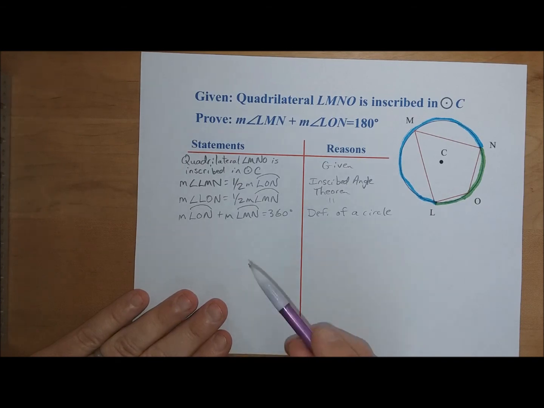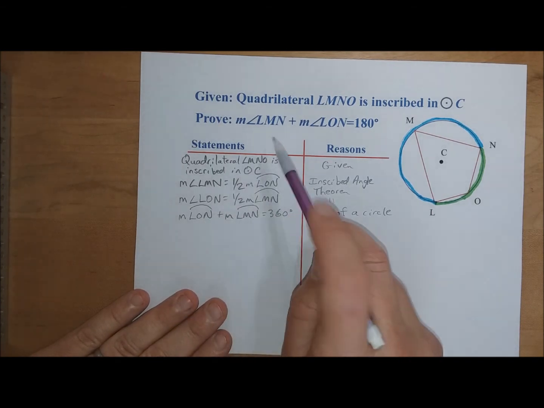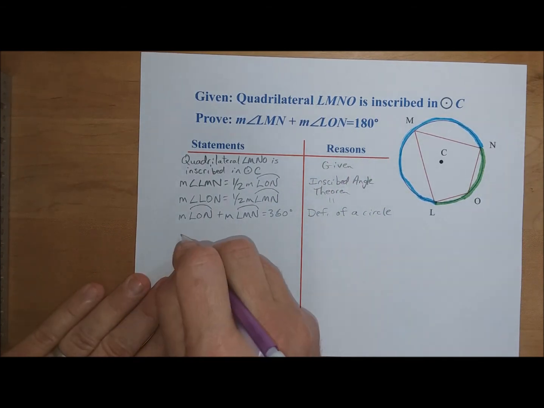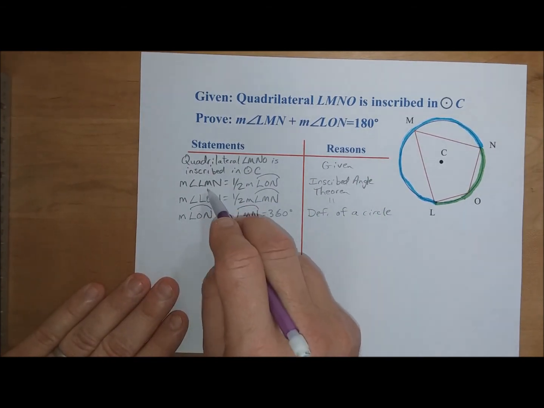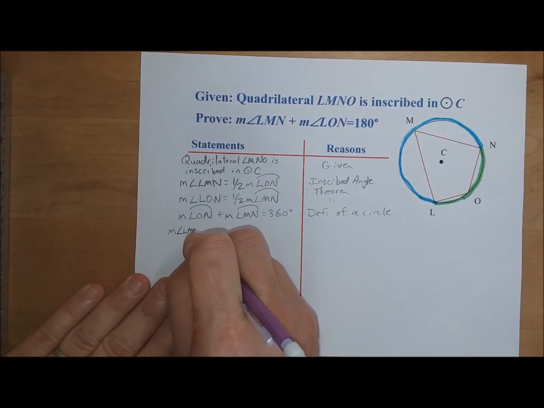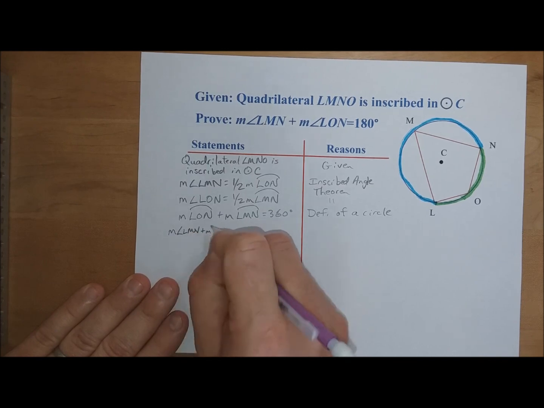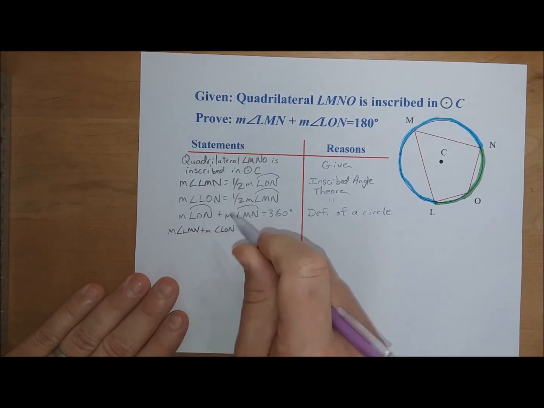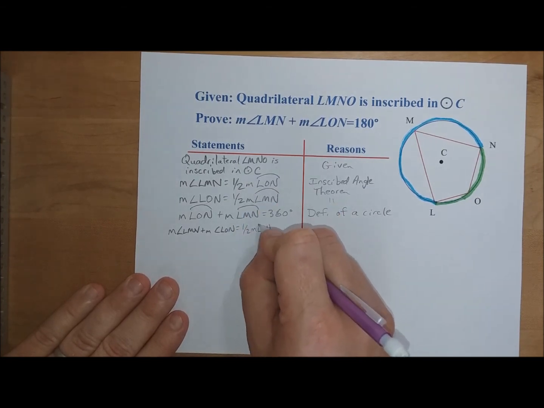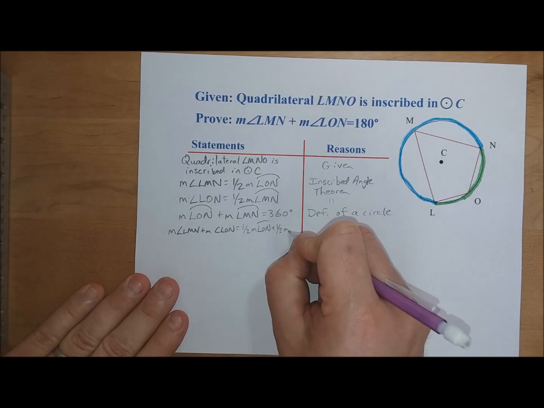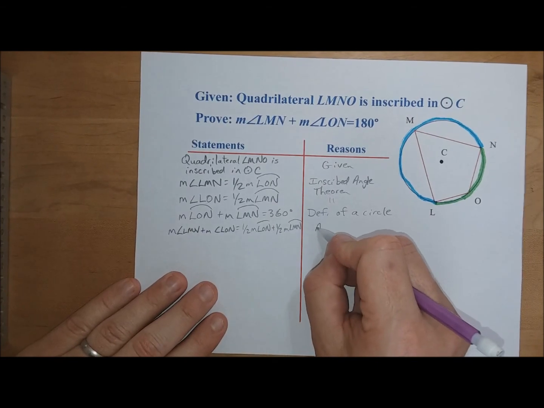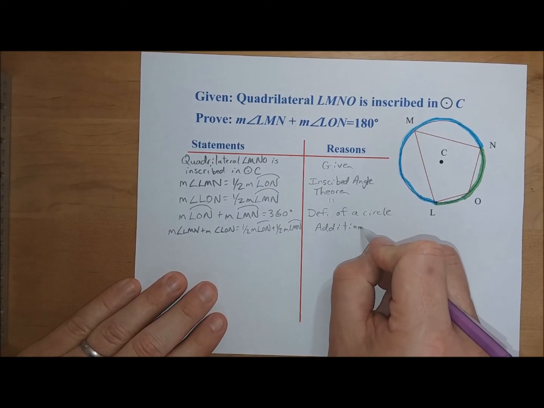So what do we do with that? We want to know that the measure of angle LMN plus the measure of angle LON equals 180. So let's go ahead and add these together and see what we get. If we added the measure of angle LMN plus the measure of angle LON, we would get 1/2 times the measure of arc LON plus 1/2 times the measure of arc LMN. Good. All we did there was addition. We just added two equations together.